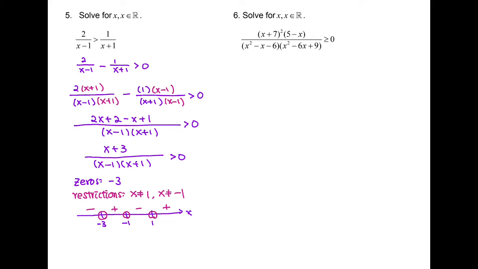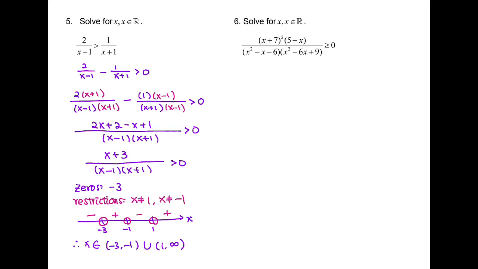Finally, let's look at our inequality. We want to find the region such that the y values are greater than 0. That means we are looking for positive regions. Therefore, x is in between -3 to -1, union 1 to positive infinity.